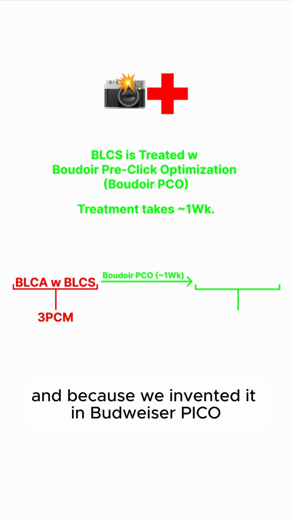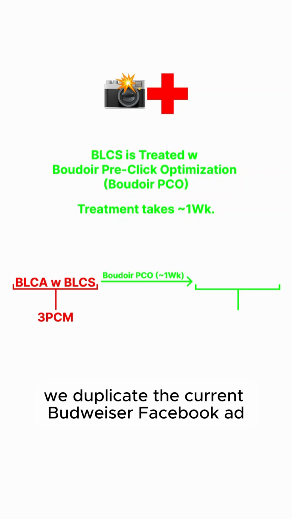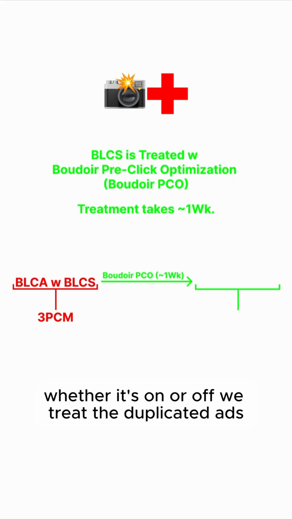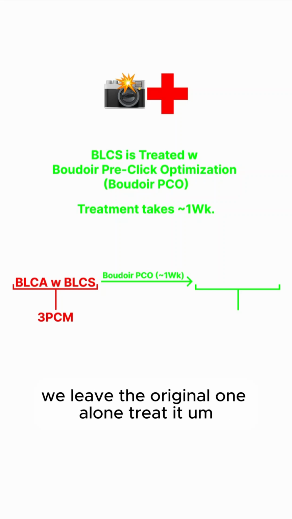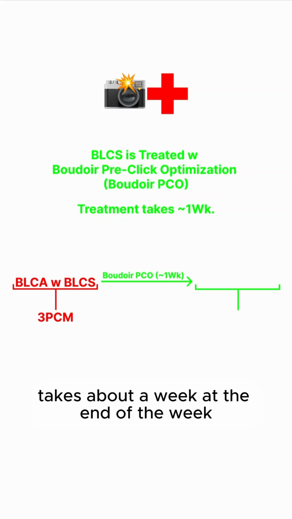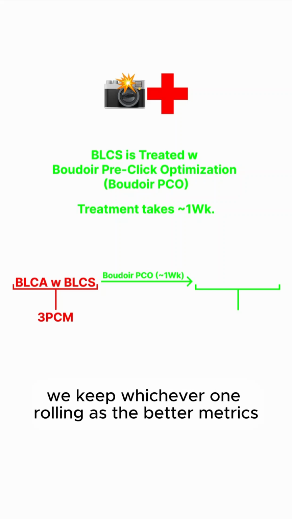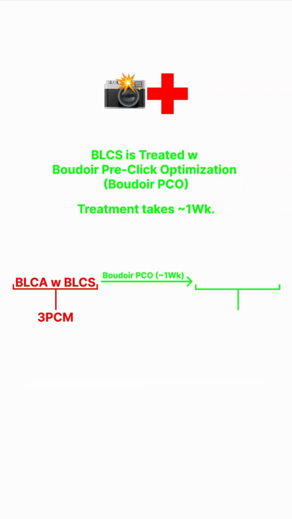In Boudoir Pico, we duplicate the current Boudoir Facebook ad, whether it's on or off. We treat the duplicated ad. We leave the original one alone. Treat it, takes about a week. At the end of the week, we keep whichever one is rolling as the better metrics.